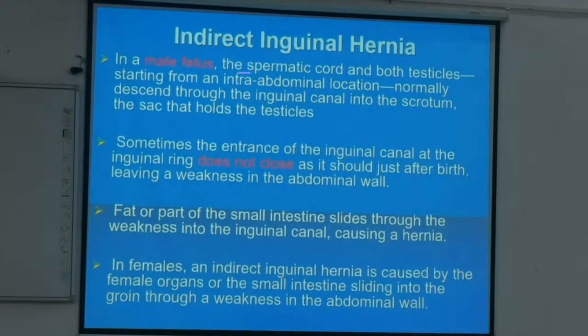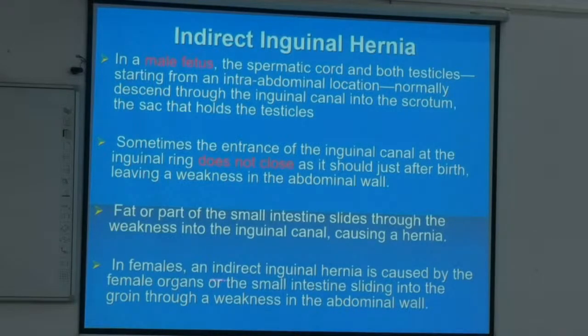So in a male fetus, the spermatic cord and both testicles, starting from an intra-abdominal location, normally descend through the inguinal canal into the scrotum, the sac that holds the testicles. Sometimes the entrance of the inguinal canal at the inguinal ring does not close as it should just after birth. If it does not close just after birth, it will leave a weakness in the abdominal wall. Fat or part of the small intestine slides through the weakness into the inguinal canal, causing a hernia.